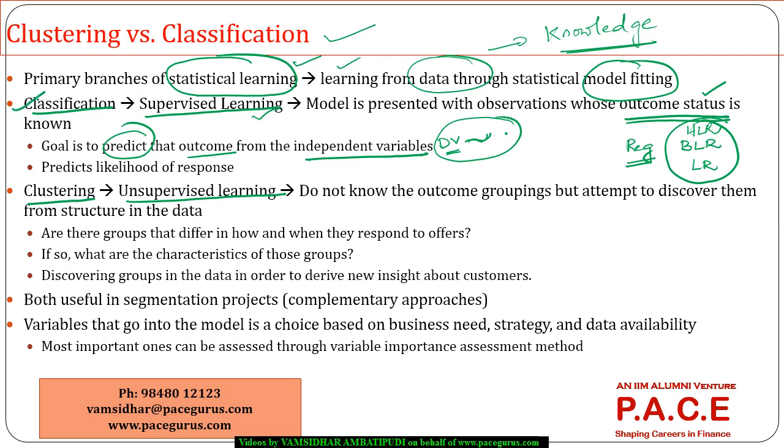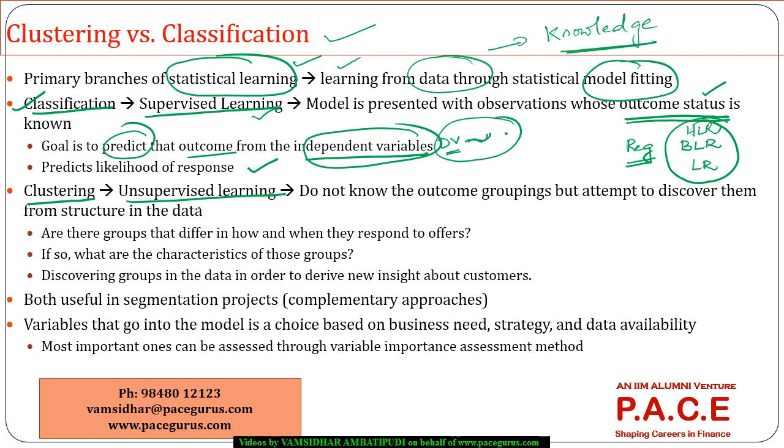Your classification models also go as part of supervised learning, where your major objective is to predict the likelihood of a response. Based on the various independent variables, I am trying to predict the likelihood of a response. So the kind of solution I design, the kind of segmentation I do, where I am trying to link with a dependent variable, I call classification-based segmentation.